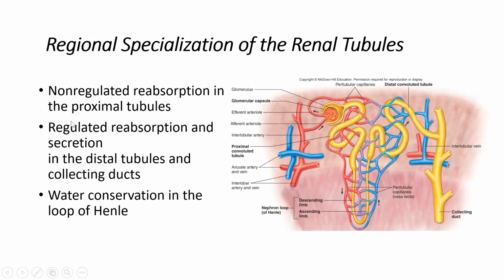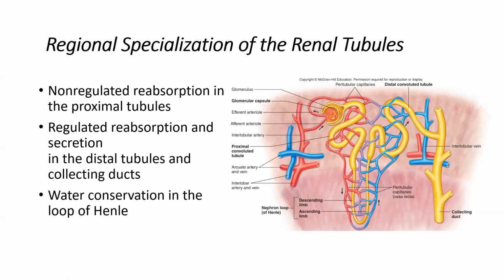We can talk about non-regulated reabsorption, which mainly happens in the proximal convoluted tubule. So this is not regulated. There aren't any hormones that can change how things are reabsorbed in the proximal convoluted tubule. There aren't any neurotransmitters. There is not any influence based upon GFR. All of the substances that are reabsorbed in the proximal convoluted tubule are freely reabsorbed and are not regulated by any external factors.